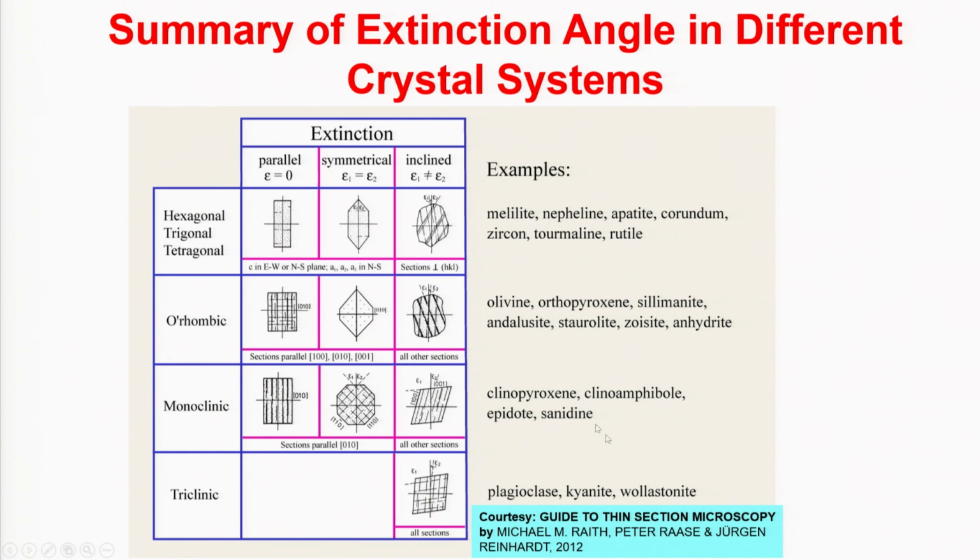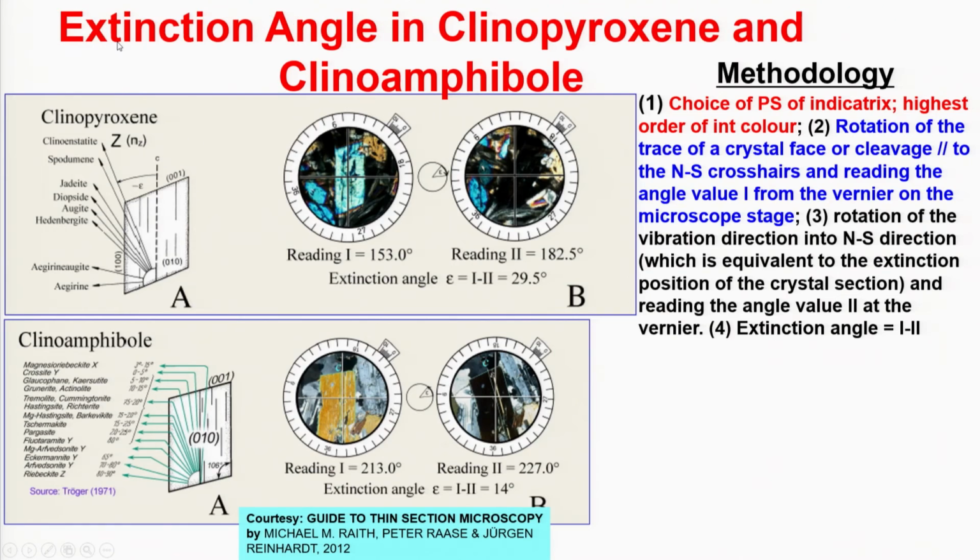And these are the minerals which show inclined extinction. The minerals belonging to the monoclinic crystal system are clinopyroxene, clinoamphiboles, epidote and sanidine. And triclinic minerals will generally show inclined extinction. This is an example that I am showing you here, of how it shows inclined extinction, in two monoclinic minerals, clinopyroxene and clinoamphibole.